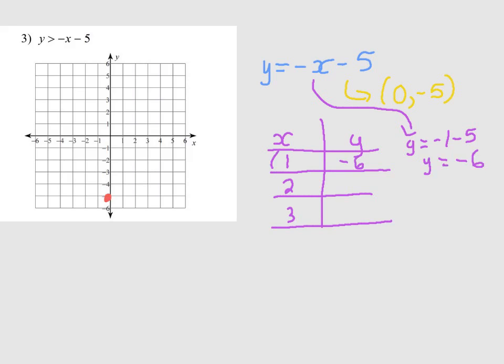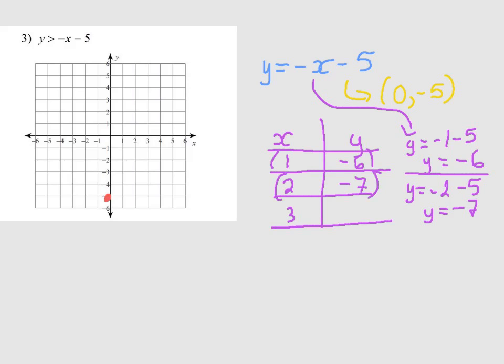So here, I already have a second point. But just for the sake of this video, I'm going to continue. For example, if I pick x is equal to 2, then y is equal to negative 2 minus 5. Y is equal to negative 7. So over here, when x is 2, y is negative 7. Voila, you have another point.